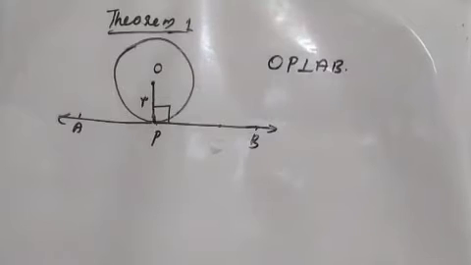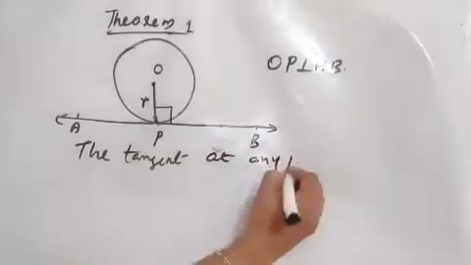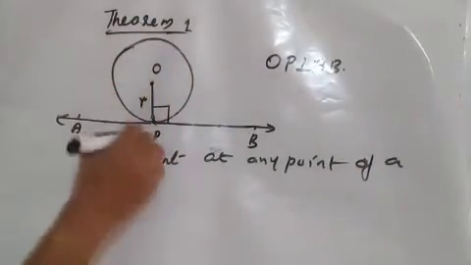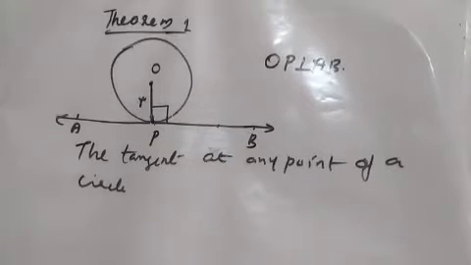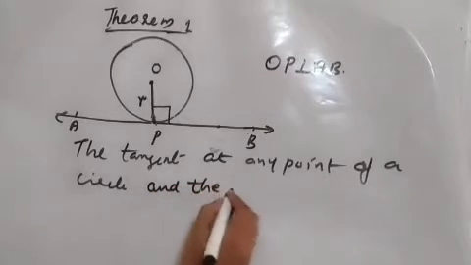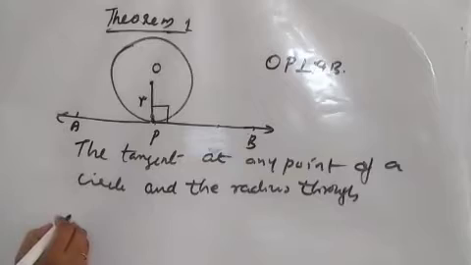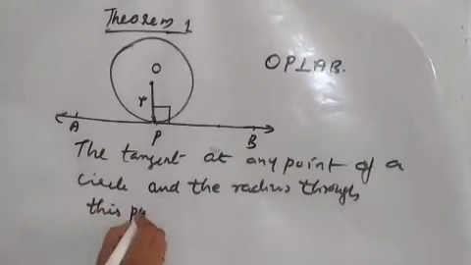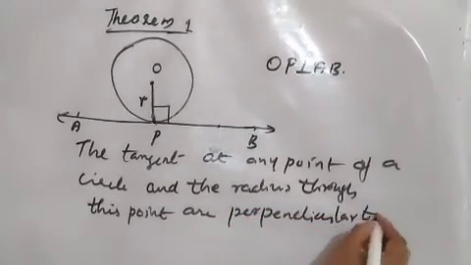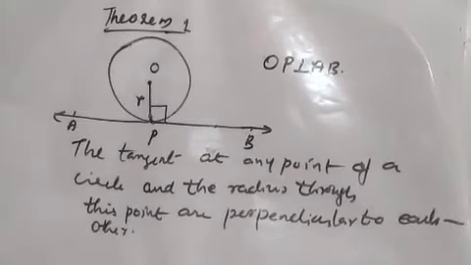What is the statement of the theorem? The tangent at any point of a circle, you can mark the point anywhere on the circle, and the tangent drawn at that point and the radius through this point are perpendicular to each other.